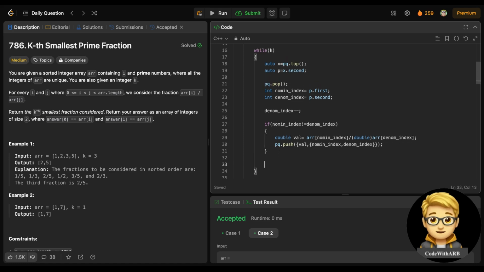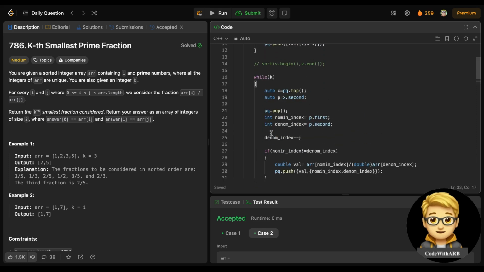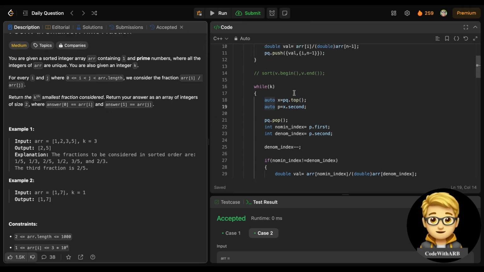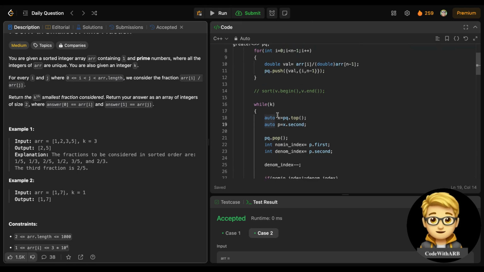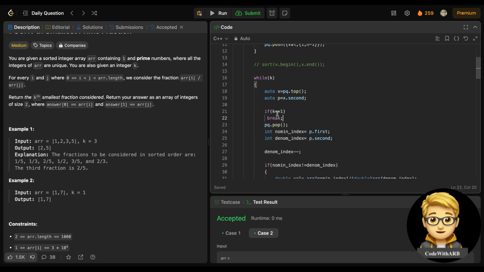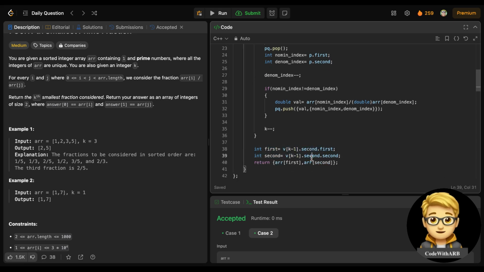So that will be k minus minus. Okay. So at which point we will need to come out of this while loop. So kth is at 1 to 3 index, and we are at what, higher, so 3 to 1, right? So when we are at k is equal to 1, we need to break this up. When we are at k is equal to 1, we need to break this. And after the break, the top element will be our answer.